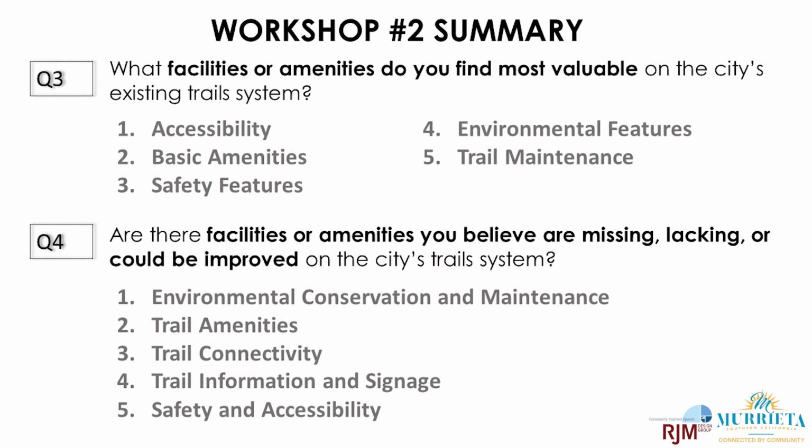When asked what facilities or amenities do you find most valuable on the city's existing trail system, we heard the accessibility, basic amenities, safety features, environmental features, and trail maintenance. We also asked the participants of Workshop 2 if there are any facilities or amenities you believe are missing, lacking, or could be improved. What we heard were environmental conservation and maintenance, trail amenities, trail connectivity, trail information and signage, as well as trail safety and accessibility.